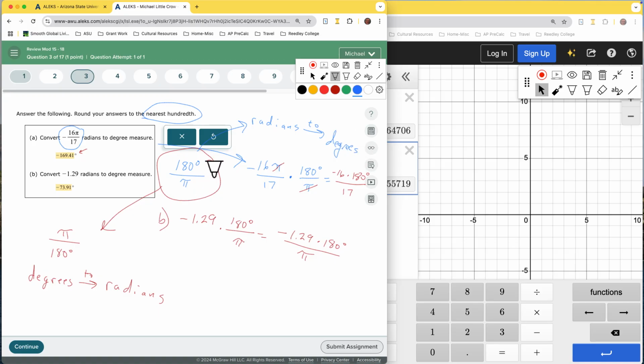What you have to remember is that 180 degrees and pi is the place where the degrees and radians are equal. Again, you could use any place where they were equal, but this is your standard one because it's the easiest one to work with.